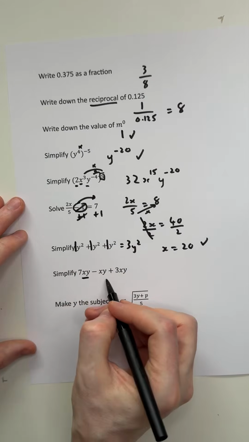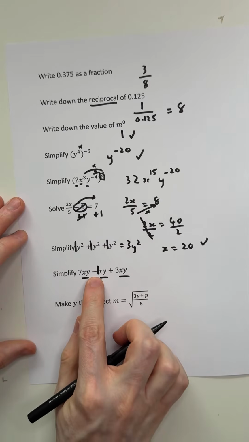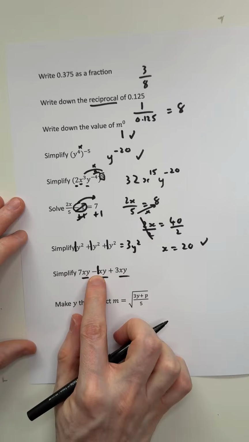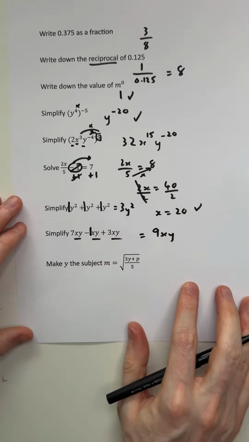Simplify again. They all end in xy, so they're like terms. If there's no number in front, the number's 1, but as it's negative in front, it's -1. So 7 lots take away 1 lot is 6, add 3 is 9 lots of xy. They're all like terms as they all end in xy.